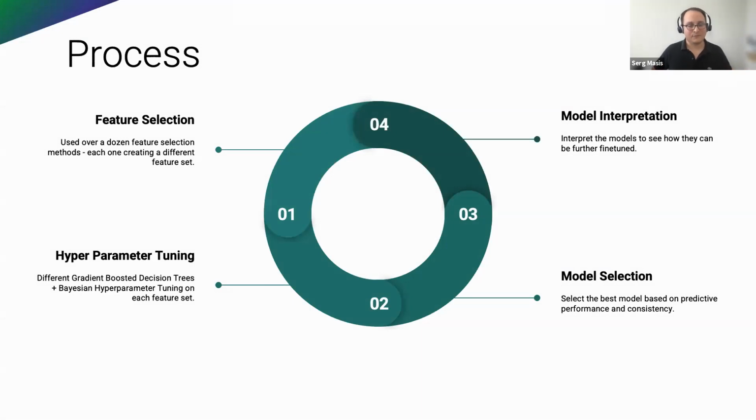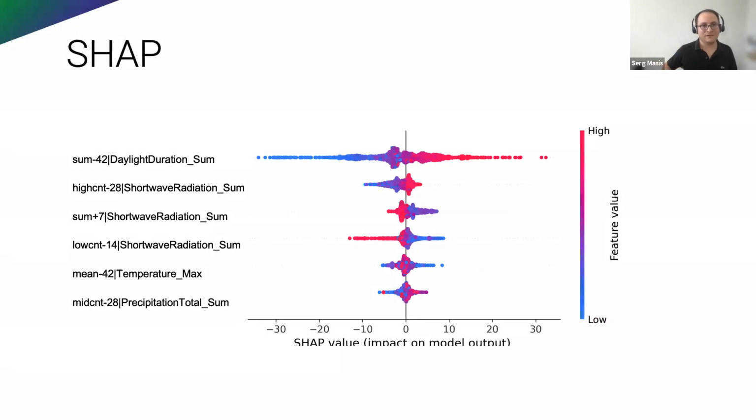So the process that we go with tabular is very simple. Well, it's not very simple, but I can simplify it here. We take the feature selection over a dozen feature selection methods, each one creating a different feature set. We hyperparameter tune with different gradient boosted decision trees, Bayesian hyperparameter tuning on each feature set. And then we do a model selection process, which selects the best model based on predictive performance and consistency. And then we interpret the best model and see if we find something we can fine tune. So that's the way it goes, and goes around and around.